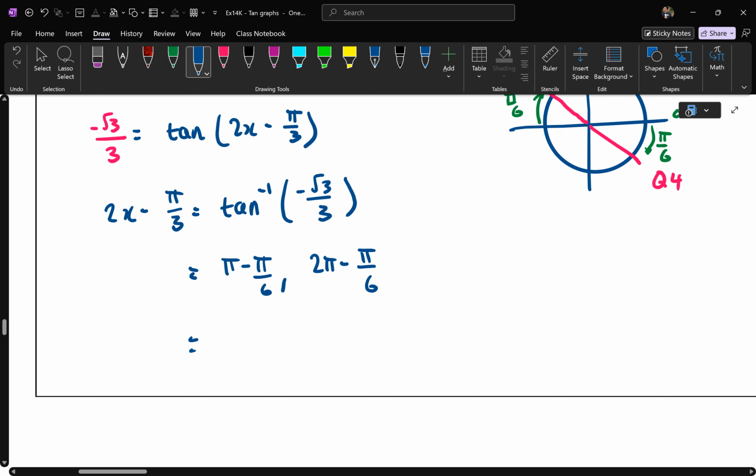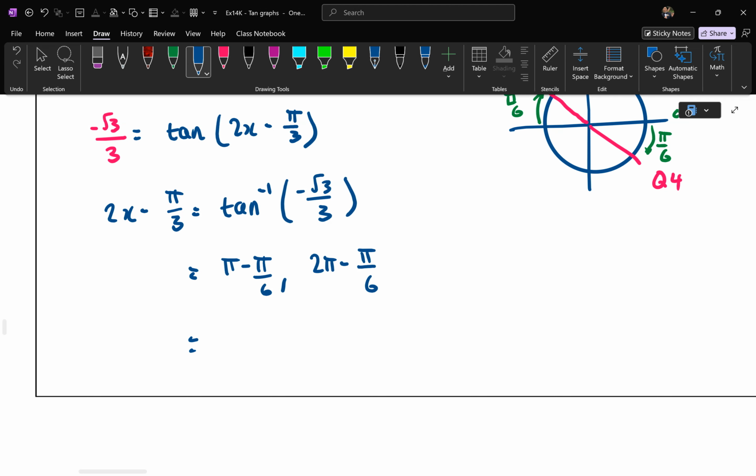Quick working out. Pi minus pi on 6 gives you 5 pi on 6, good. And then 6 times 2 is 12. 12 minus 1, 11 pi on 6. Right, now I still have 2x minus pi on 3, so this is all the transformations that's applied.